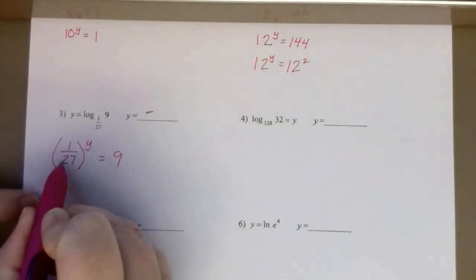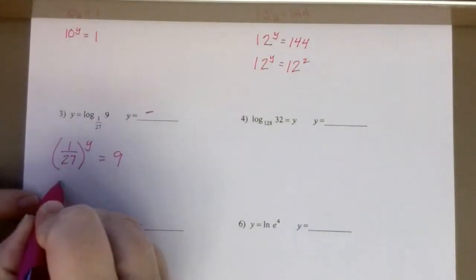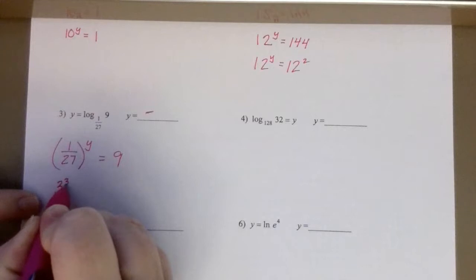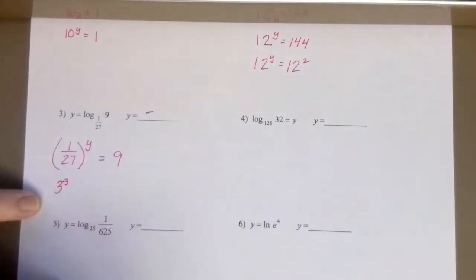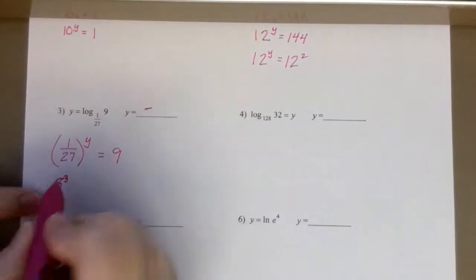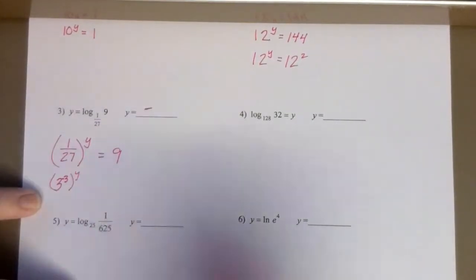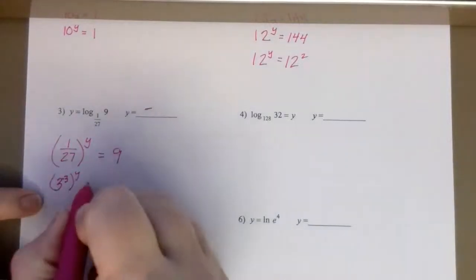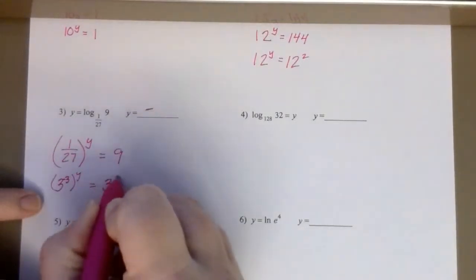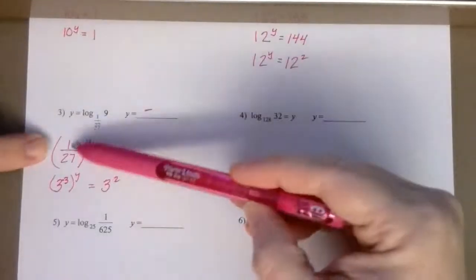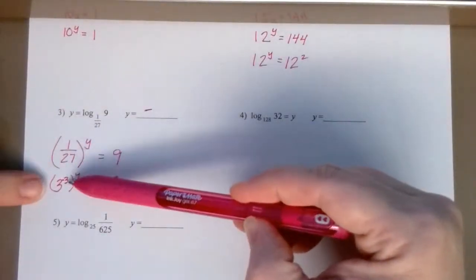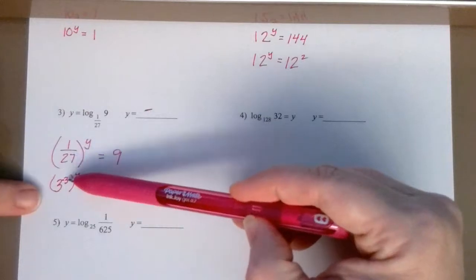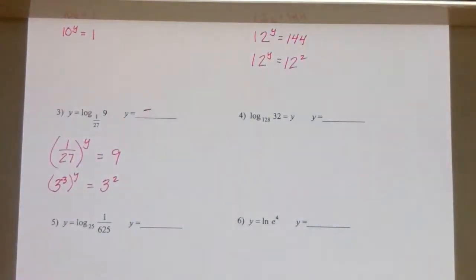So, 1 over 27, well, I know 27 is 3 to the third, but since it's a fraction, it would be 3 to the negative third. So I squish a negative sign in there. To the y power. Does that make sense? Equals 3 to the what? Second. Again, the reason why this exponent is negative is because it becomes a fraction. And 3 to the third is what gets you 27.